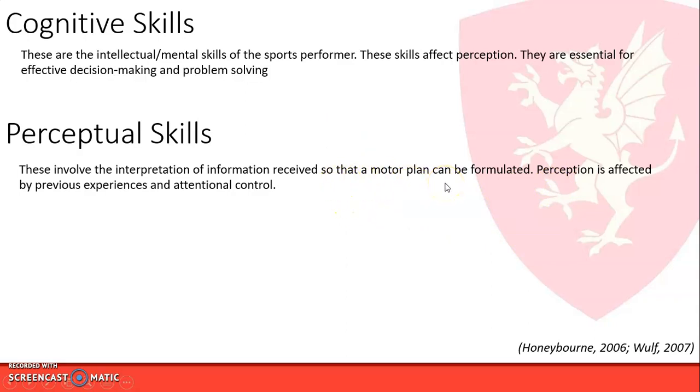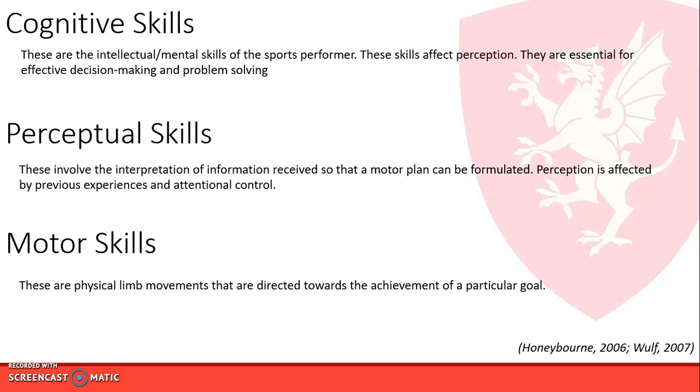So based on the information, we access memory, and it's that memory then that tells us, based on what we've seen before, this is the right motor plan to implement. So perception is affected by previous experience, again that link to memory and attentional control as well. And then finally, we've got the motor skills, which is the physical limb movement.